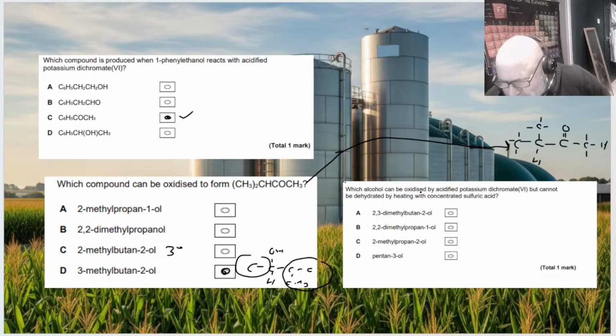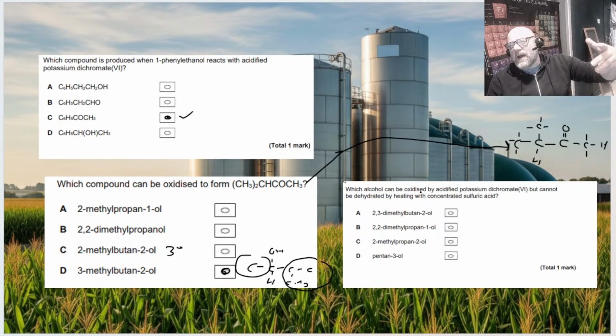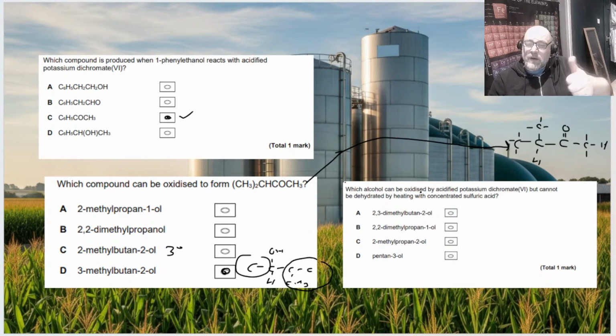What about the last one? Which alcohol can be oxidized by acidified potassium dichromate but cannot be dehydrated by heating with concentrated sulfuric acid? So, we didn't talk about something that can't be dehydrated. So, which one of these can be oxidized? Is it a secondary or primary alcohol? Which one of these is a primary or secondary alcohol, but it can't get dehydrated? A, no, B? Yeah, maybe. I don't want to draw these out. It's too painful. Let me make this bigger.